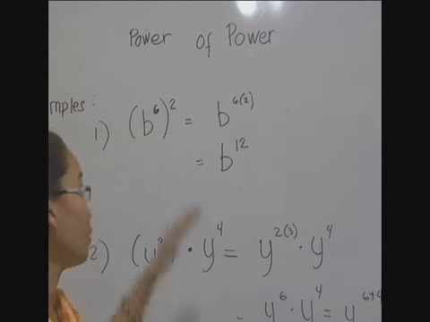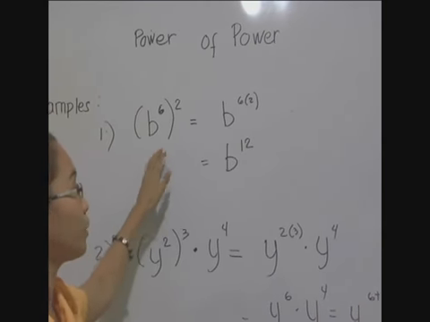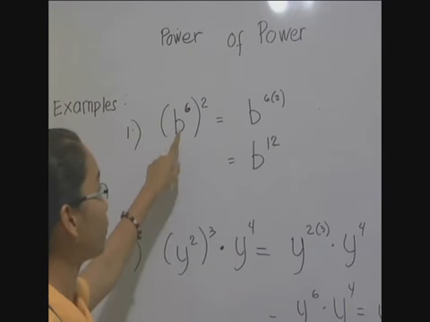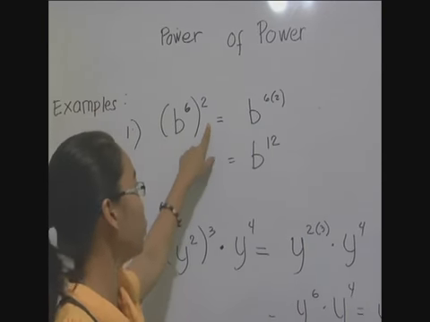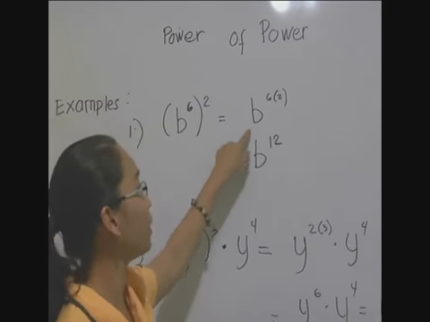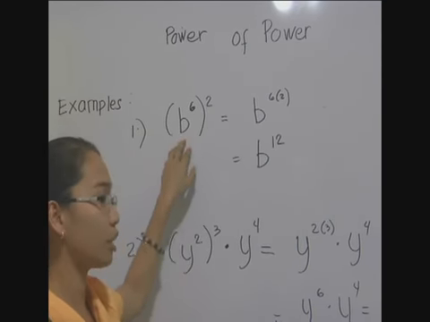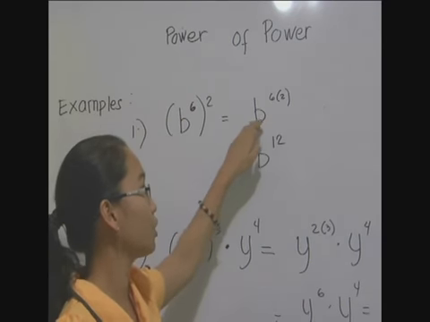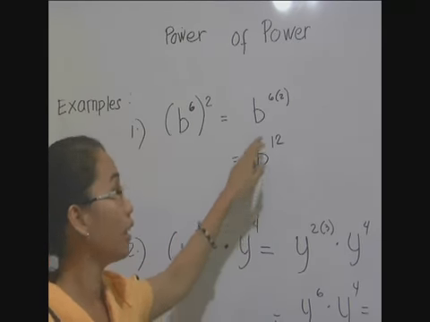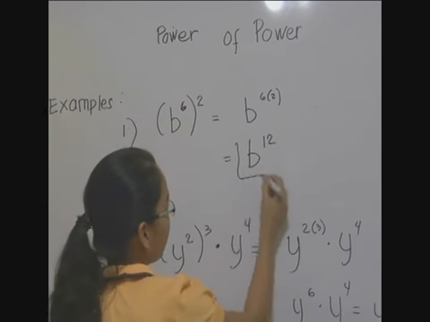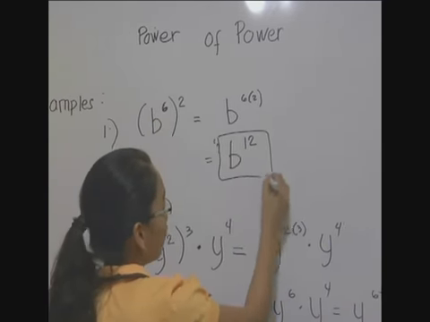To find the power of a power, keep the base and multiply the exponent. Let's have b to the power of 6, quantity to the power of 2. We keep the base, that is b, and we multiply the exponents, that is 6 and 2. So b is just equal to b, and 6 times 2 is just equal to 12. So the final answer is b to the power of 12.